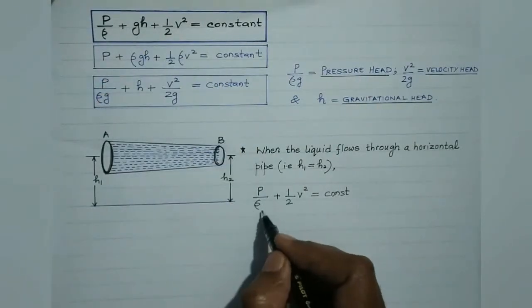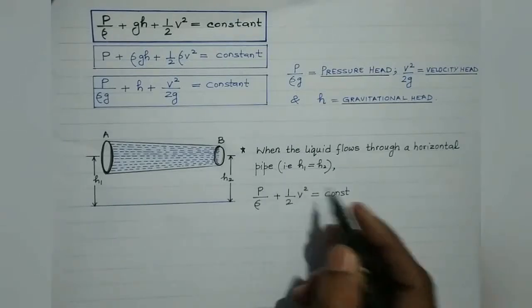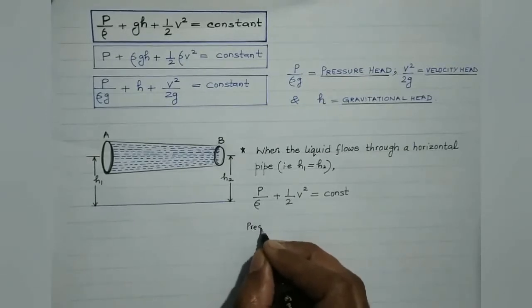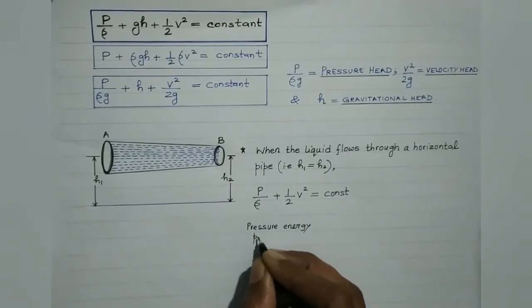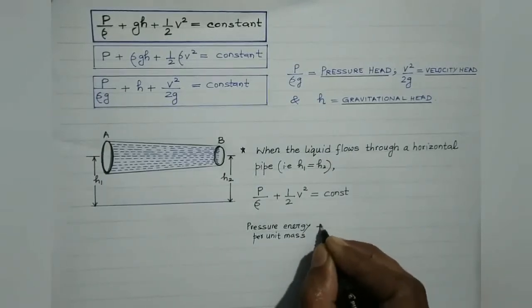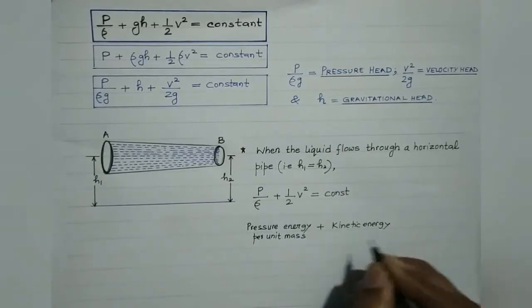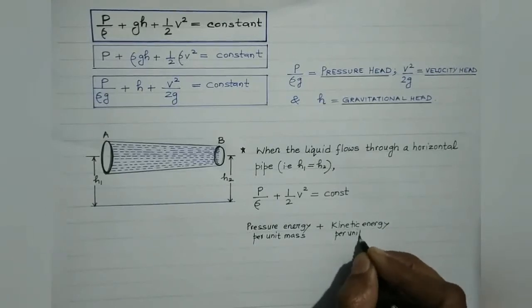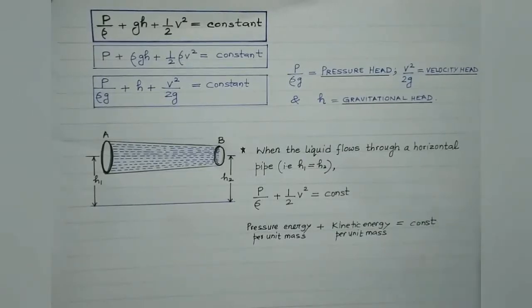So, this is the pressure energy per unit mass of the fluid, and this is the kinetic energy per unit mass of the fluid. So, in that case, the pressure energy per unit mass of the fluid plus kinetic energy per unit mass of the fluid is constant. So basically, when pressure energy increases, then the kinetic energy decreases, and vice versa.